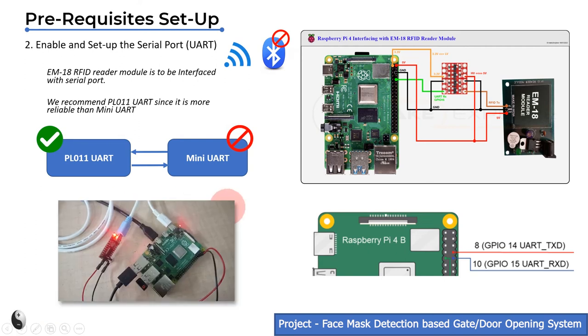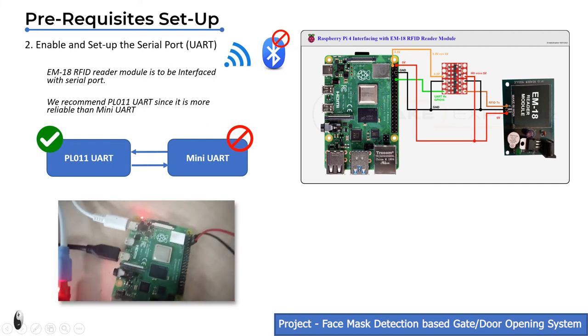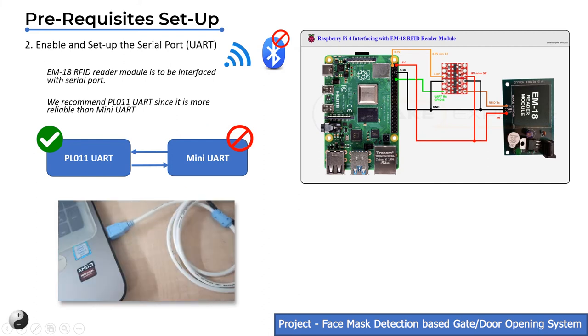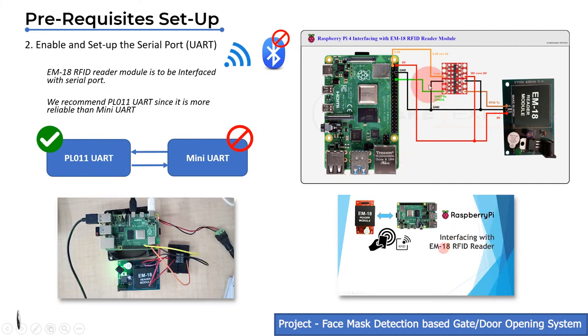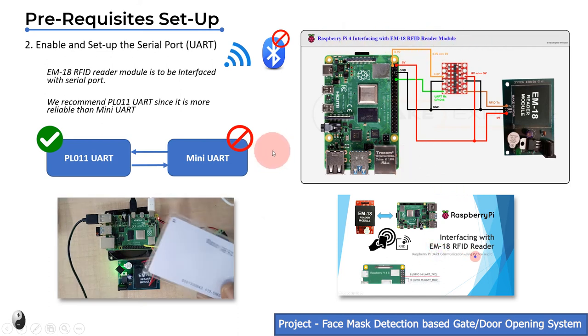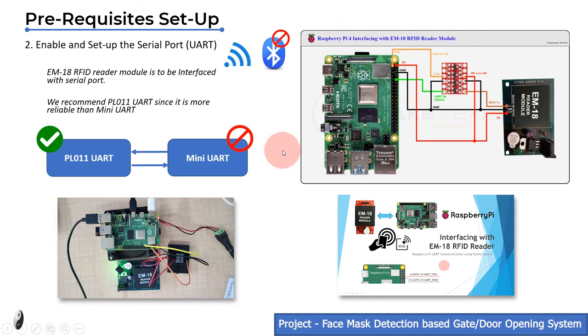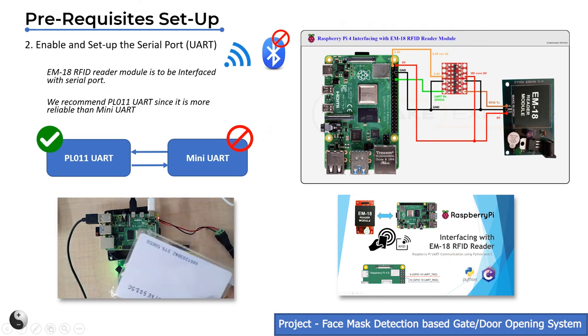We have explained all the above procedures in our detailed tutorial video, where we have also explained how to interface the EM18 RFID reader with Raspberry Pi. Please check out that video. The link is given in the description, as well as an i button given above.